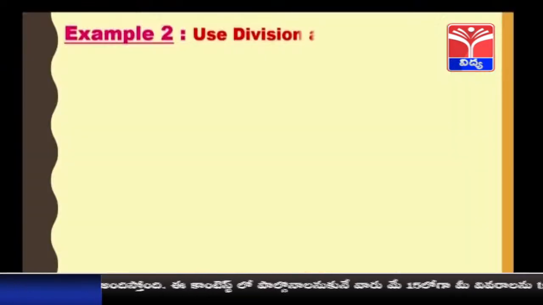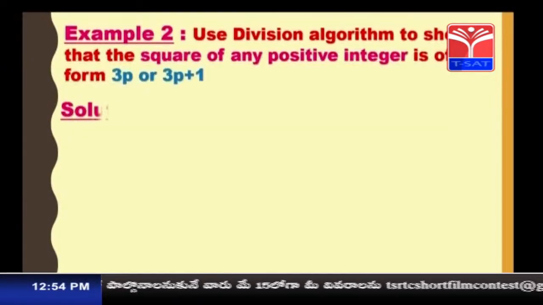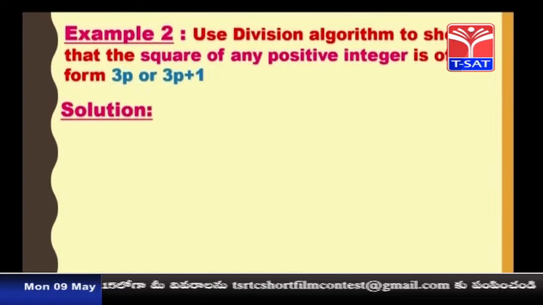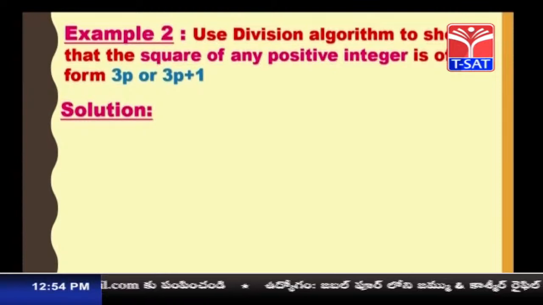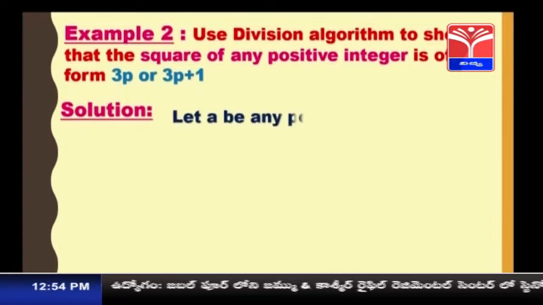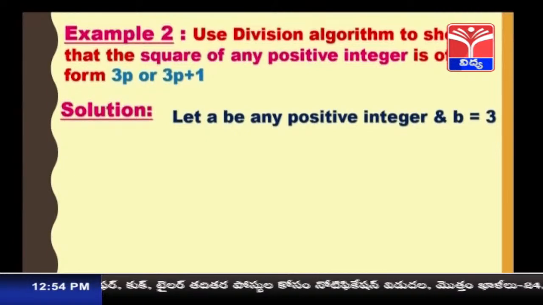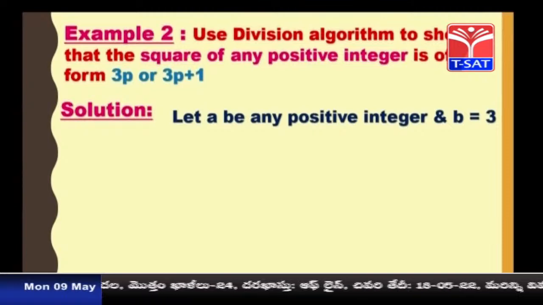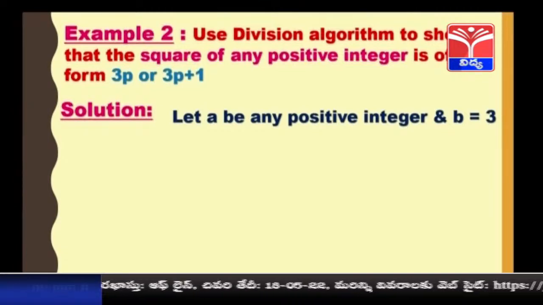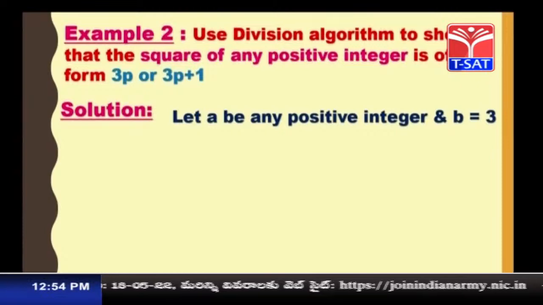So let us solve the same problem using Euclid division lemma. The same example I am taking here. Use division algorithm to show that the square of any positive integer is of the form 3p or 3p plus 1. The solution is, let a be any positive integer and b is equal to 3. Why are we taking b is equal to 3 here? In the question they asked for the square of any positive integer to be of the form 3p or 3p plus 1. That is why we are taking b as 3.